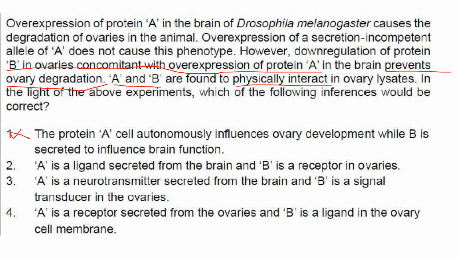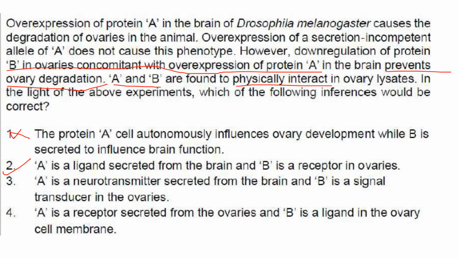A is a ligand secreted from the brain and B is a receptor in the ovaries. That matches here. Which one? Which I have underlined. Down regulation of protein B in ovaries with overexpression of protein A prevents ovary degradation. That means there is no receptor for protein A to bind. That is why there is prevention of ovary degradation. So A is the ligand secreted from the brain and B is the receptor in the ovaries is the answer.